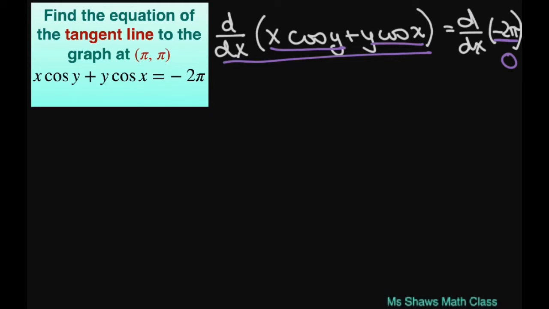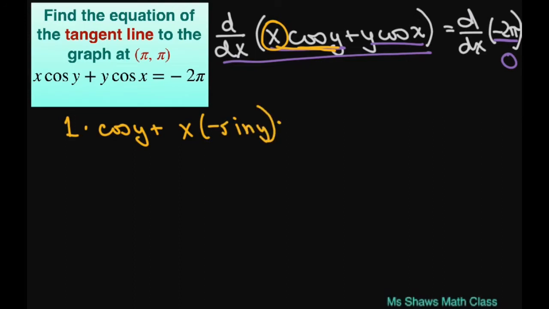When we differentiate this piece, you differentiate your x, and that's just 1. So that's going to be 1 times cosine of y, plus, copy down your x, and differentiate your cosine, which is negative sine of y. And then since we're doing implicit differentiation, this is going to be times the derivative of y with respect to x.